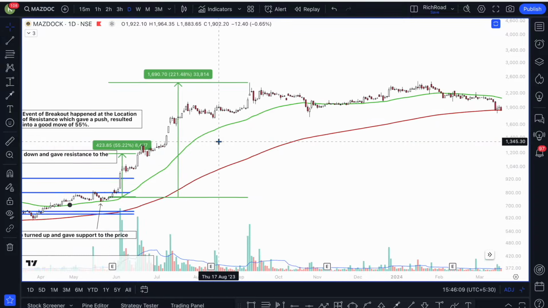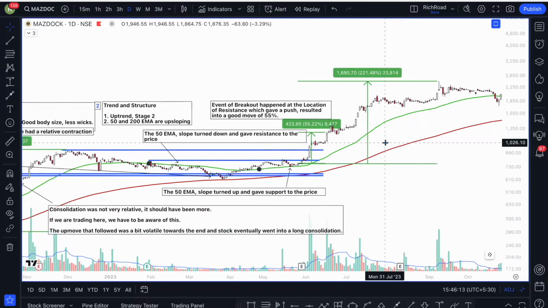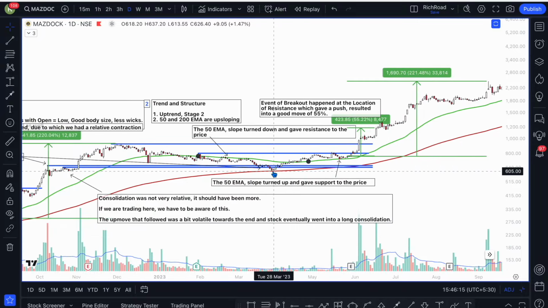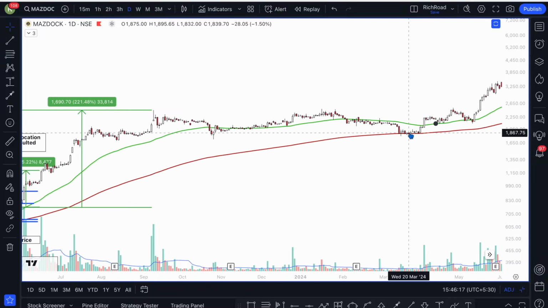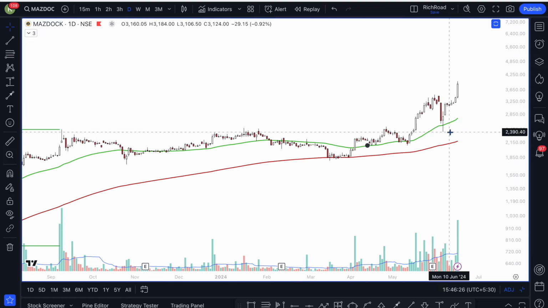Wow. Okay. And look at the contraction. Price came to 200 EMA. Made the bottom. Down sloping 50 EMA, down slope resistance. Up slope 50 EMA, support. Look at the candles after that.